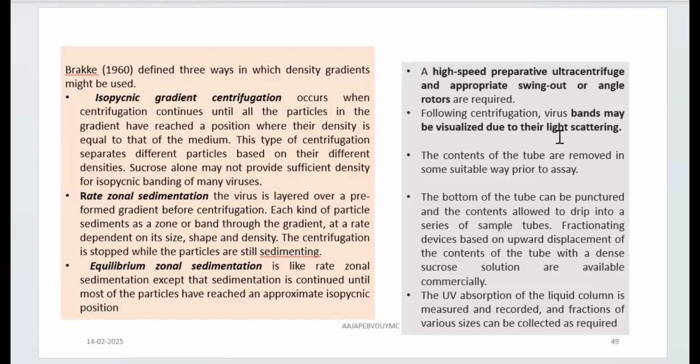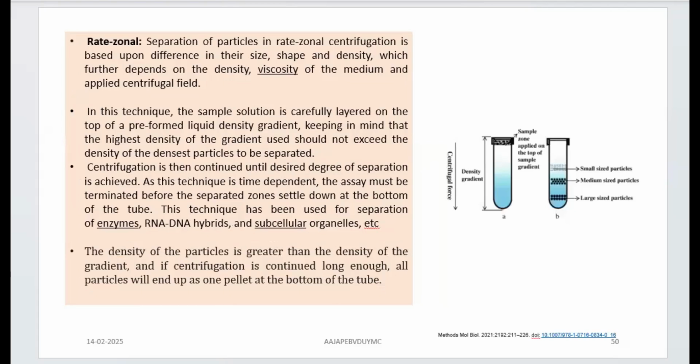Any of these, or even electron microscopes, where sampling is immediately done, can give you the details about it. Now, once the centrifugation is over, the bottom of the density gradient centrifuge tube is punctured and the contents are allowed to drip into a series of sample tubes, with a fractionating device based on upward displacement of the contents. Part by part, from the base where it is punctured, you will collect the fractions and they will go for analysis. Now here is the schematic representation.